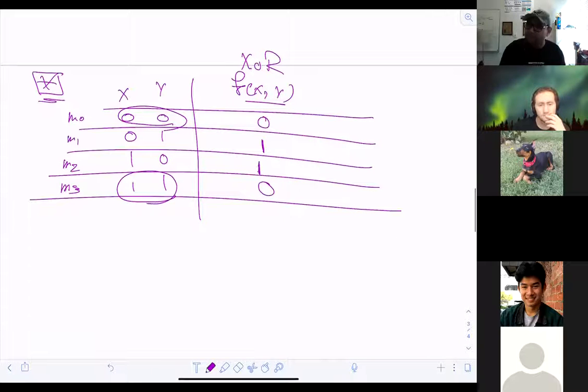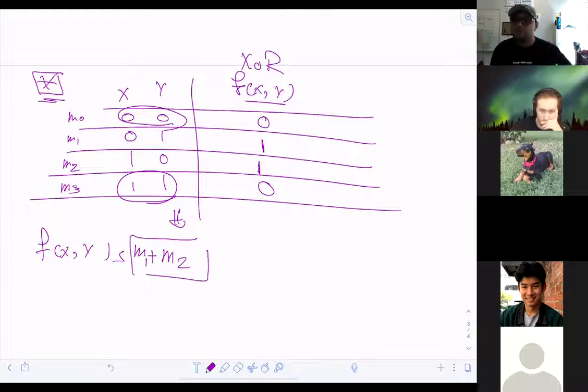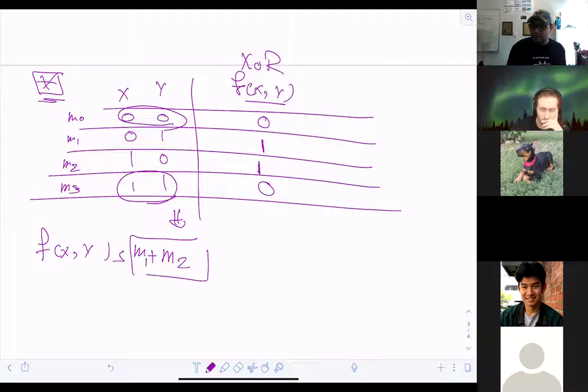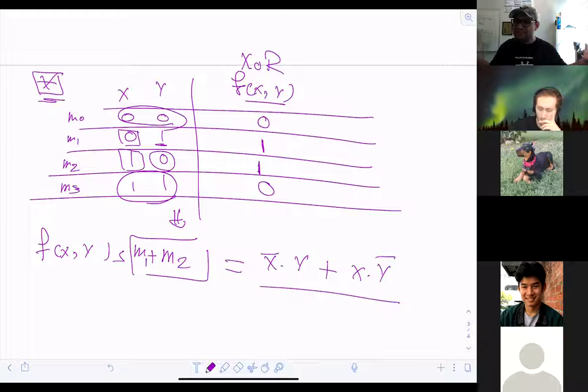If you use the min term that we learned last time, that's why we learned min term, I can write the equation out of this table. Do you agree? Let's write it. Pretty much F of X, Y is m1 ORed with m2. Do you agree? What is m1? If you remember, it's going to be X complement ANDed with Y, or X ANDed with Y complement. Did you see? A piece of cake.